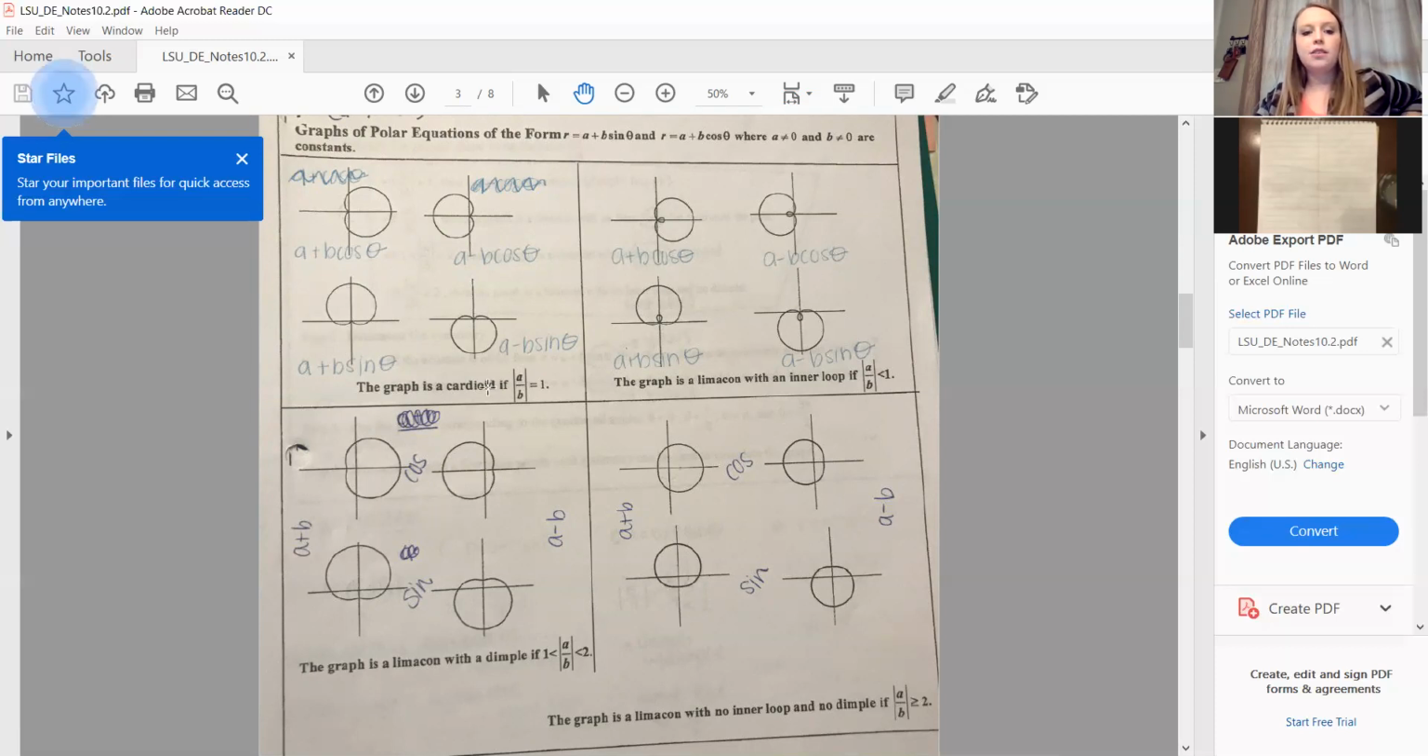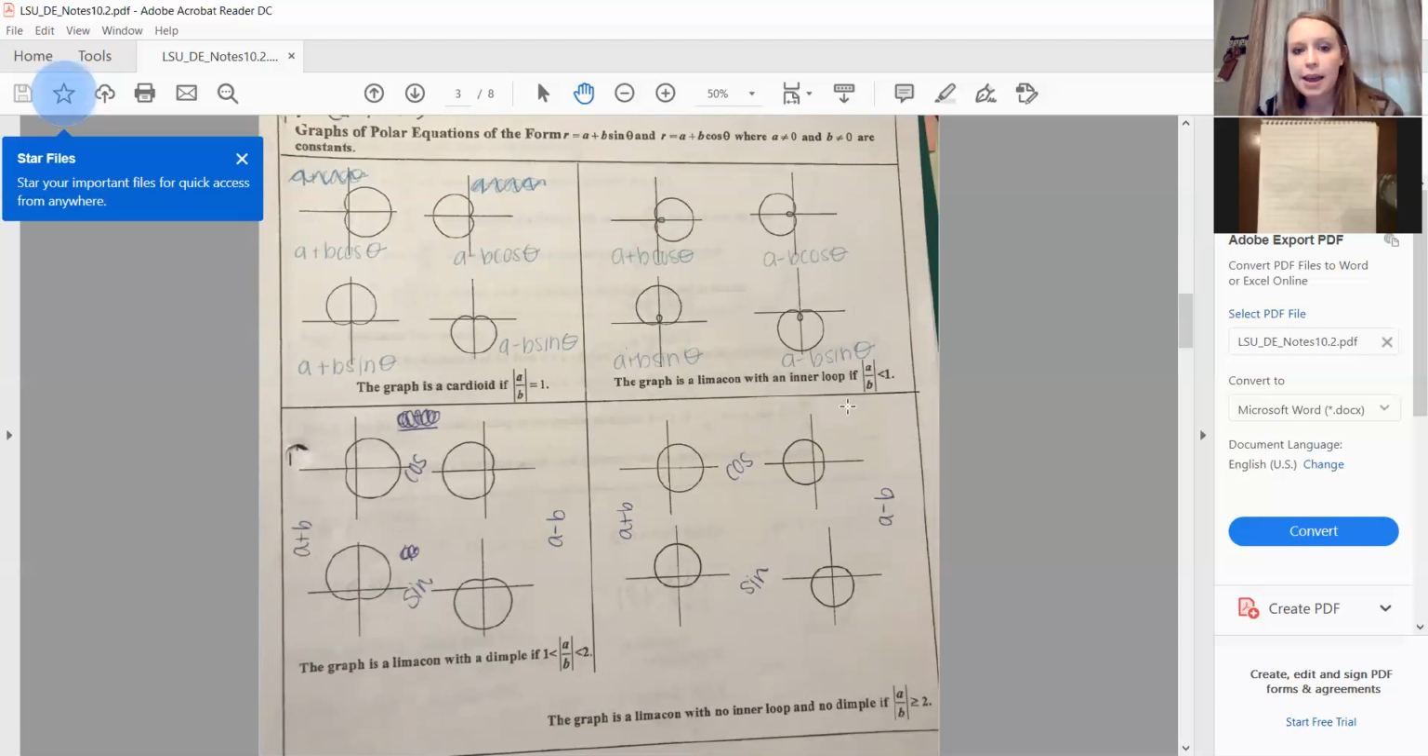It's called a cardioid if a over b equals 1, and that's the absolute value of it. Basically, what you're going to do on these problems is divide a over b and take the absolute value of it, and then you know what kind of circle it is. A limaçon with an inner loop is when it's less than 1.